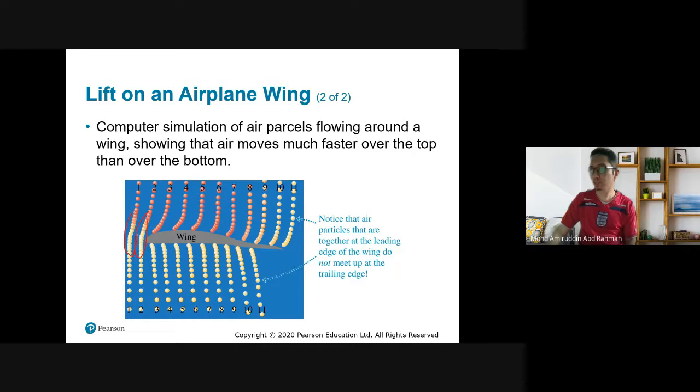So when we have the wing over there, the air over here, on the right one, is flowing much faster compared to the one below. So that's the effect from the fan of the plane, right?